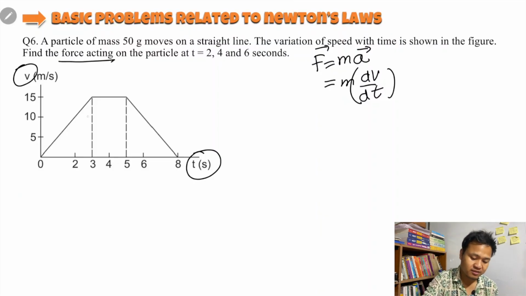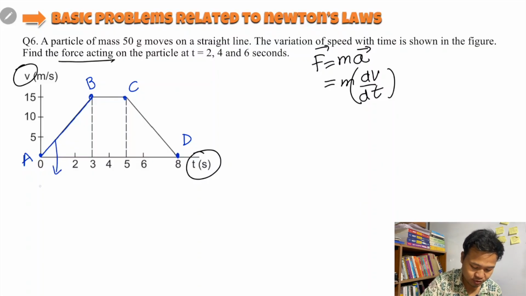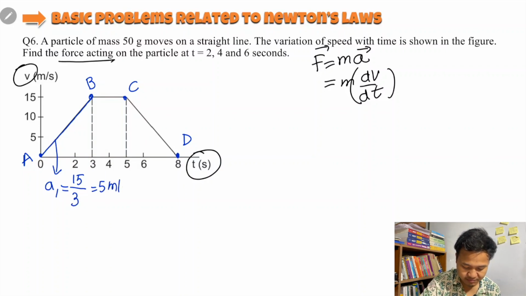In the graph, look at the parts A, B, C, D. For the straight line AB, the slope is tan of the angle. Let's say this is m1, and the slope is the acceleration, so let's say this is a1. The slope is dy by dx. dy is 15 minus 0, which is 15, divided by dx, which is 3. So this is 5 meter per second square.